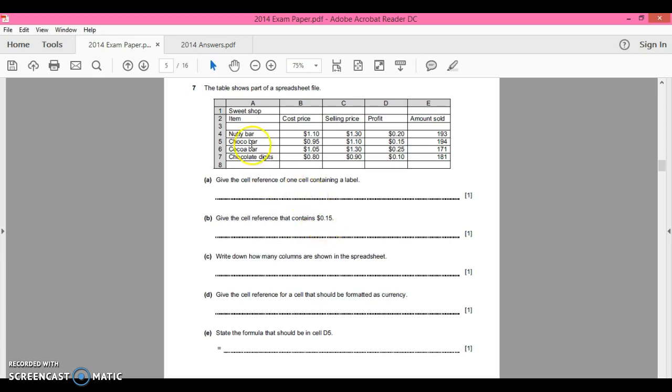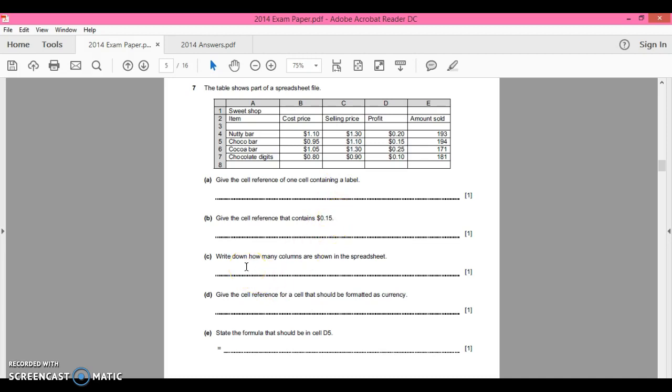Give the cell reference that contains 15 cents. Remember as well, cell references go along the corridor and down the stairs. So if they ask me for the cell reference containing the label selling price, I would go along to C, down to 2, and obviously the answer is C2. Okay, so for this one it's different, so don't write down C2, look for it yourself.